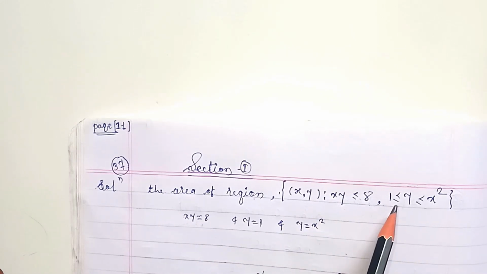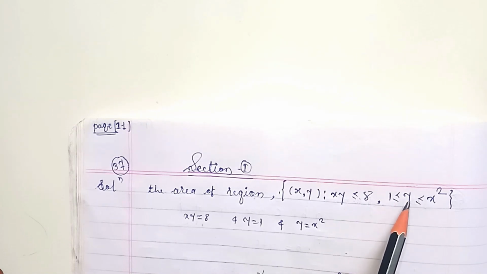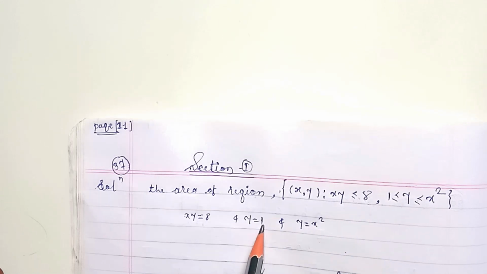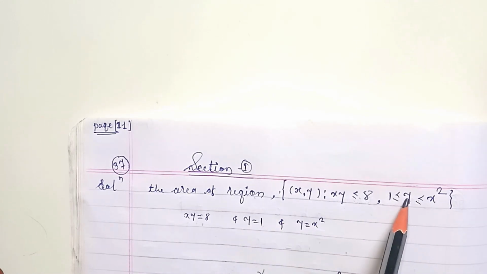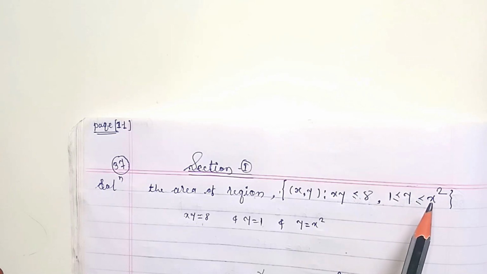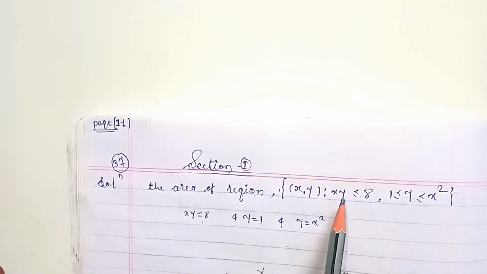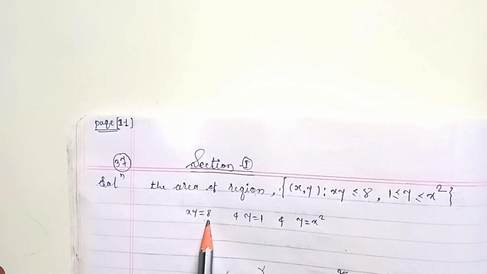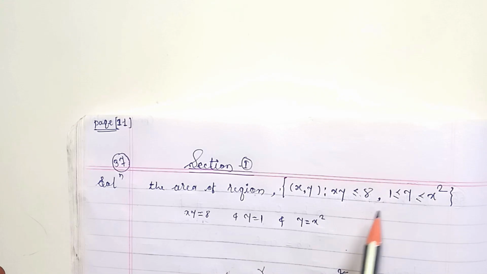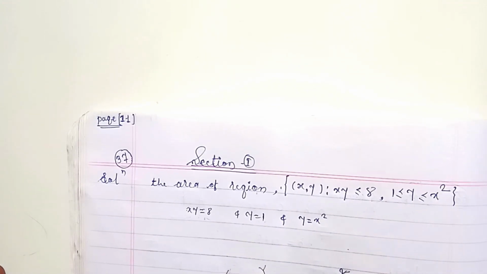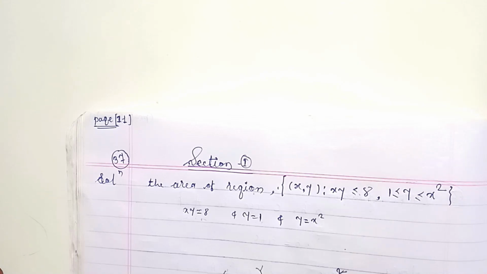Now let's go to the next one. 1 is less than or equal to y, that means y has the value 1 and bigger than 1. One more condition, y is less than or equal to x squared, that means y has the value x squared and smaller than x squared. So I got the first equation xy equals 8, the second equation y equals 1, and the third equation y equals x squared. Now let's plot the graph for these three equations and see how the region looks.